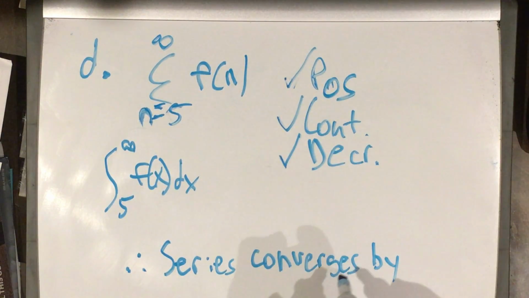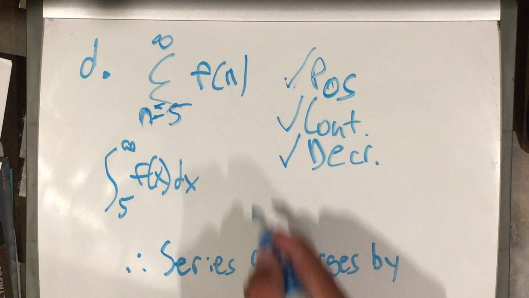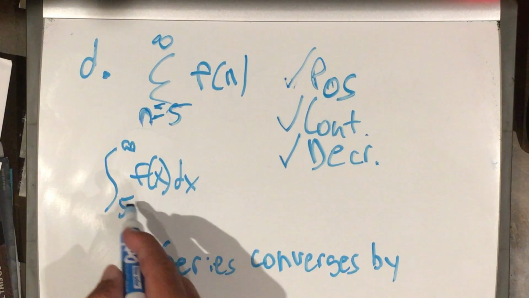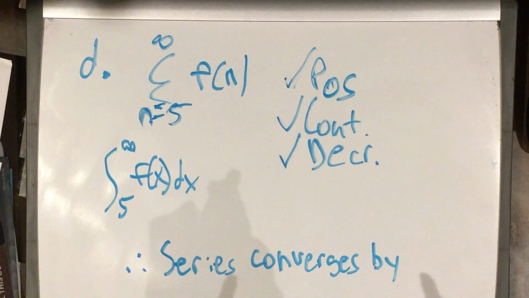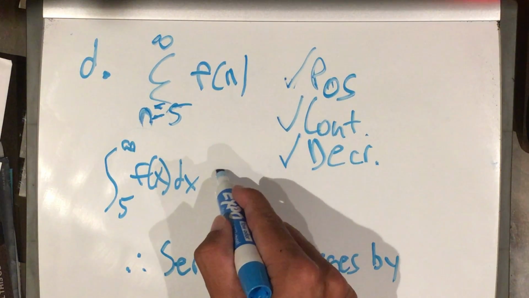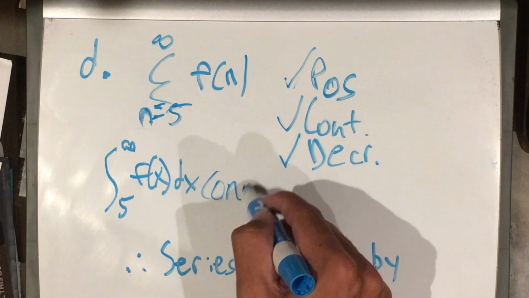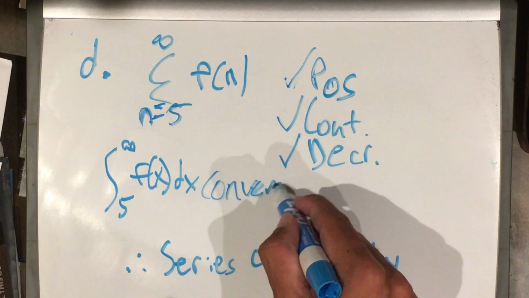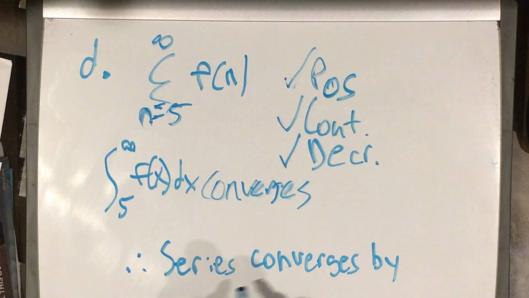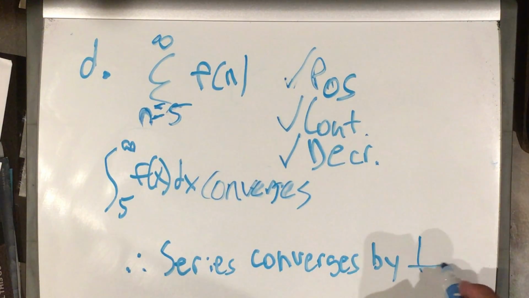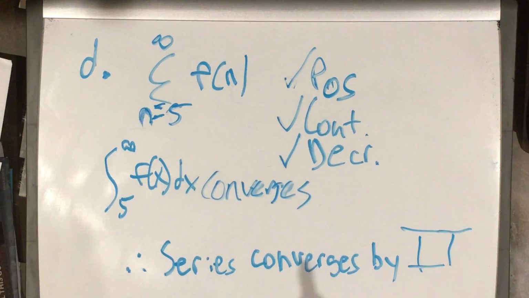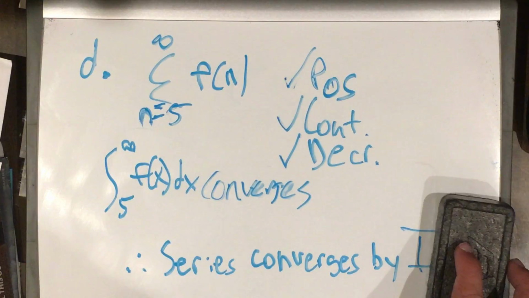So now that we stated our conditions and that they are met, we can apply the test that the integral from 5 to infinity of f of x dx converges, utilizing what we found in part C. Therefore, the series converges by the integral test. Now that's one way to approach the problem, which works really well in this scenario.